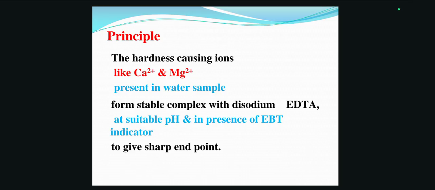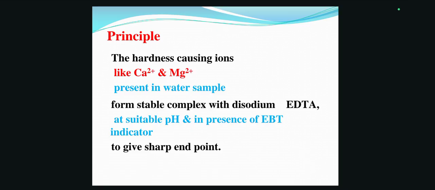Who is responsible for making water hard? Metal cations like Ca2+ and Mg2+. So hardness causing ions like Ca2+ and Mg2+ present in the water sample are responsible for giving hardness to the water sample. These ions form a stable complex with disodium EDTA. Just now in the last slide, I showed that disodium EDTA forms a complex with M2+, and that M2+ may be Ca2+ or Mg2+.